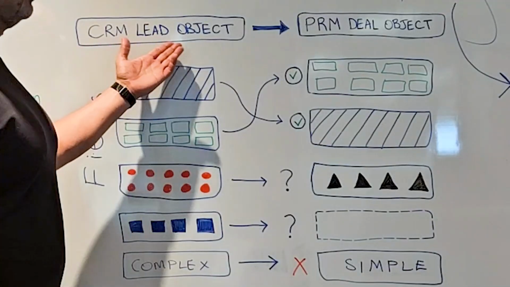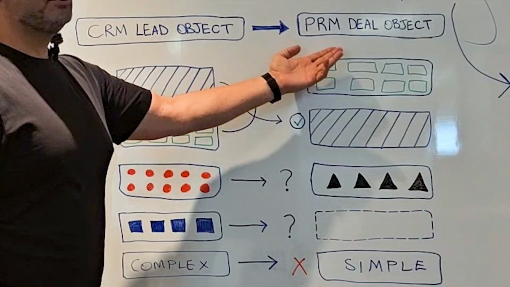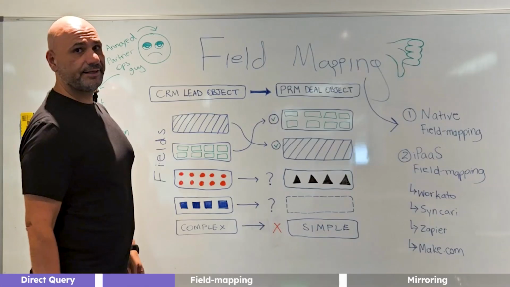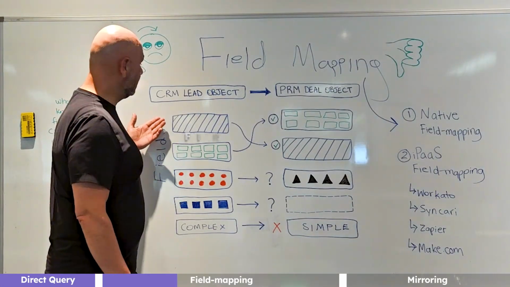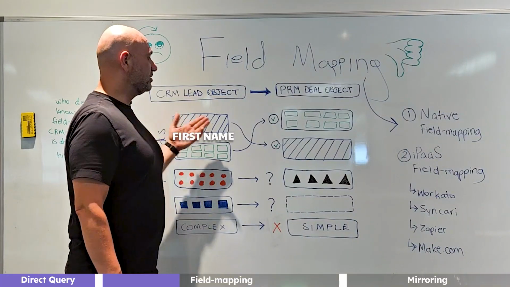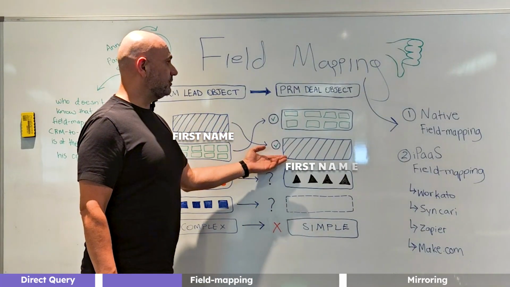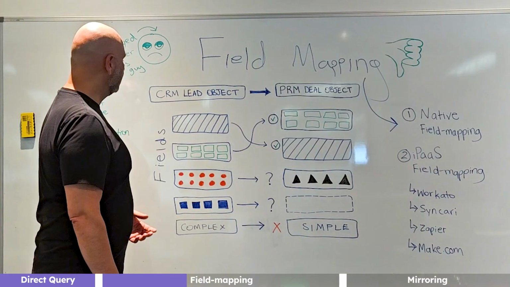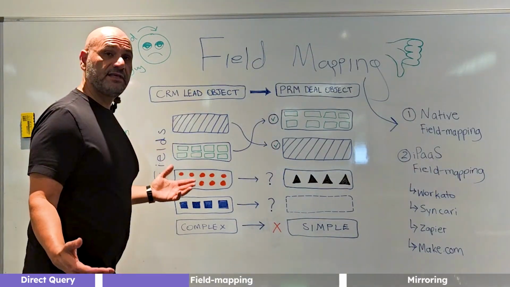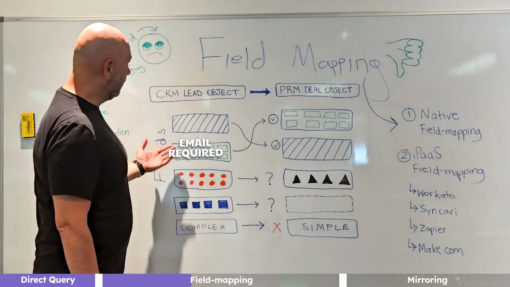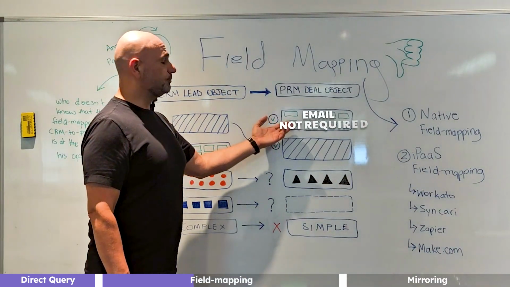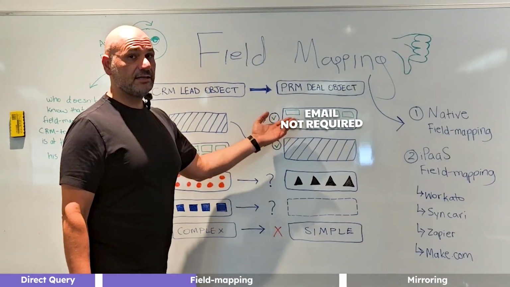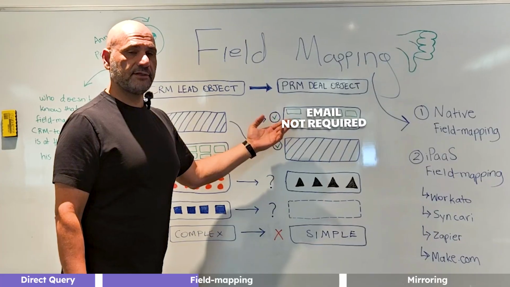We have the CRM lead object. We have the corresponding PRM deal object. Looking at the best case scenario, we have, for example, a first name field in your CRM that matches the exact same schema that you have in your PRM, and you can do a one-to-one match. The second scenario is, let's say you have an email field that is required in your CRM, and you have an email field in your PRM, but it's not required. This can cause a lot of challenges later on, and we're going to talk about that.